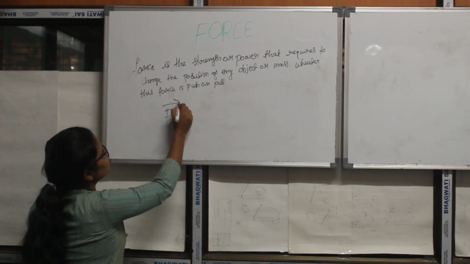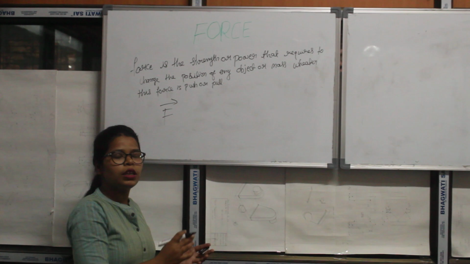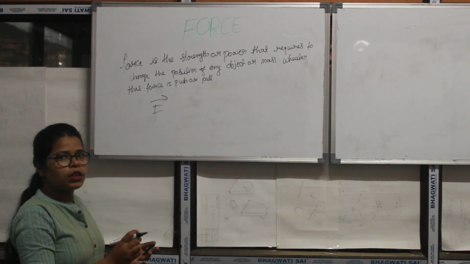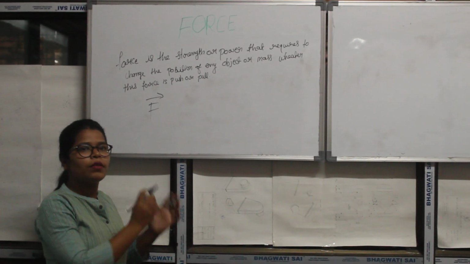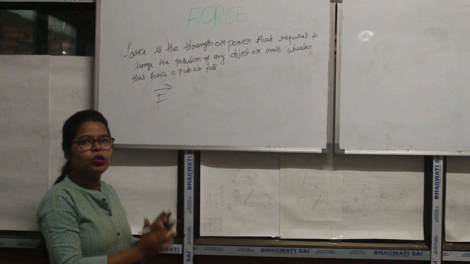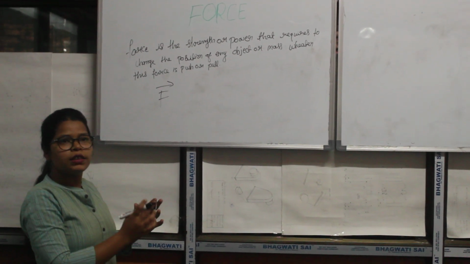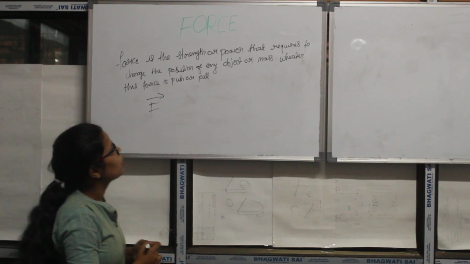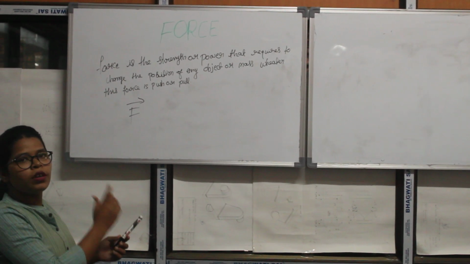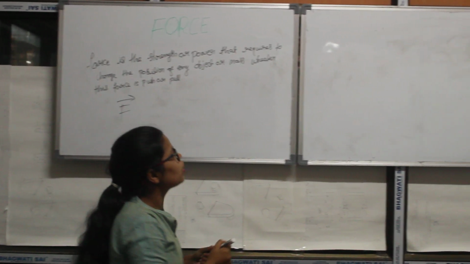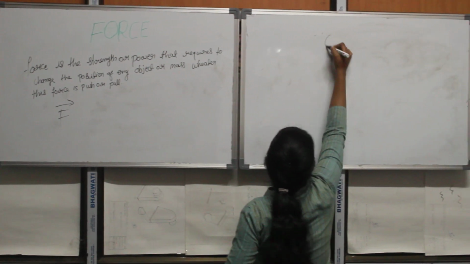So we can say that this is a vector quantity. If any quantity has both magnitude and direction, we define it as a vector quantity. After the definition, we will go to the classification of forces.